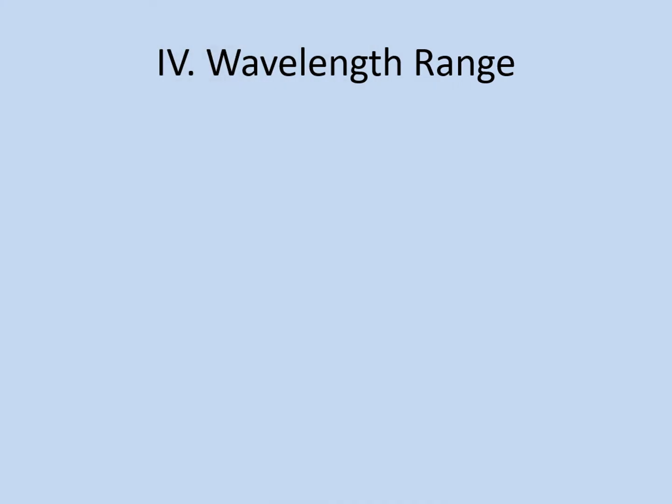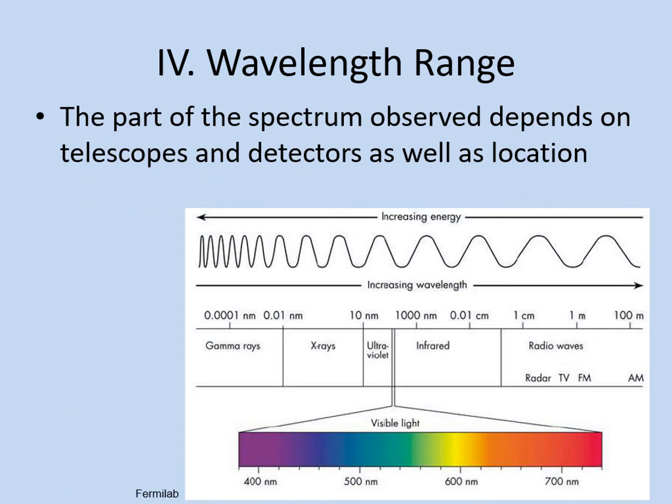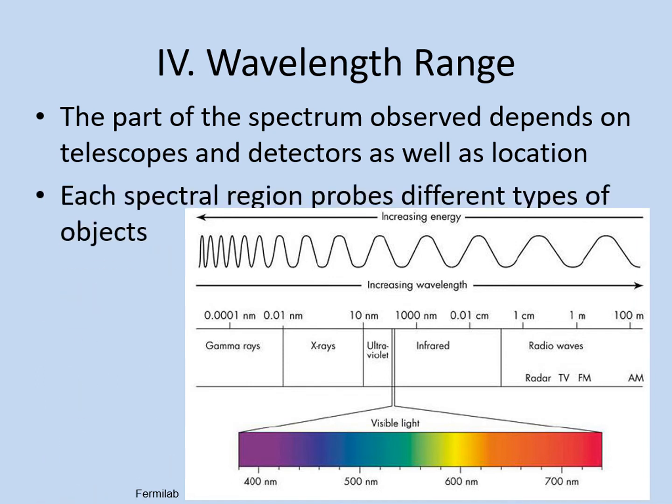Location isn't the only thing that determines what part of the electromagnetic spectrum a telescope can observe. Both the telescope and the detectors used with it also define the type of light the telescope can detect. This is important because the type of light being observed will determine the type of object that can be seen. So I'd like to give a quick summary of the sort of objects observable in each part of the spectrum.